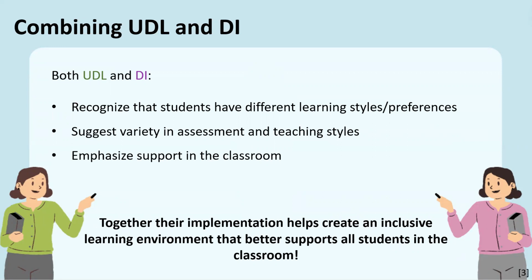Both universal design for learning and differentiated instruction take into account that students have different learning styles and preferences. Both emphasize that there should be a variety in assessment and teaching style to accommodate these preferences. Universal design for learning and differentiated instruction each emphasize the importance of supporting others in the classroom. When used together, universal design for learning and differentiated instruction can create an inclusive learning environment that better supports all students in the classroom.